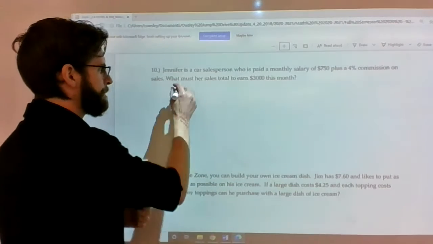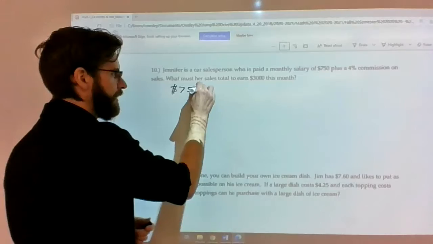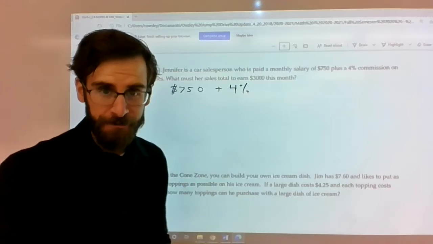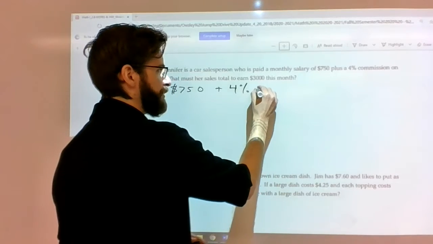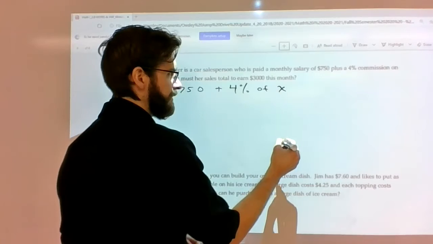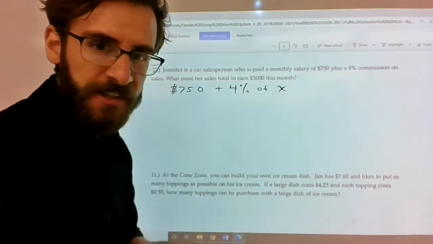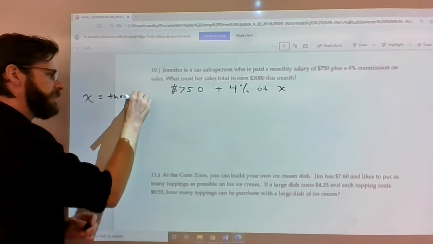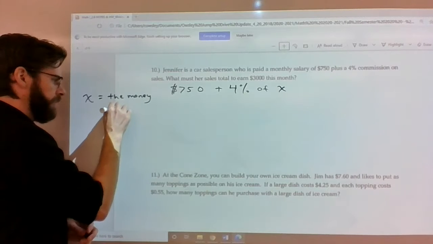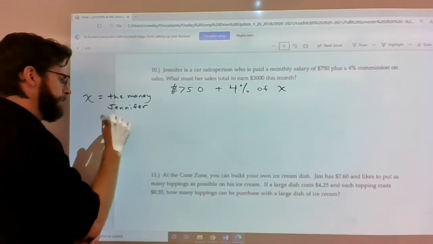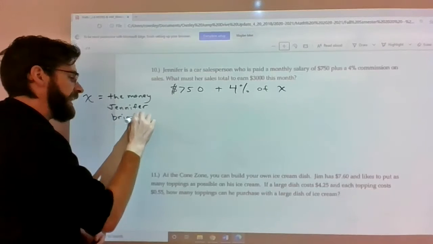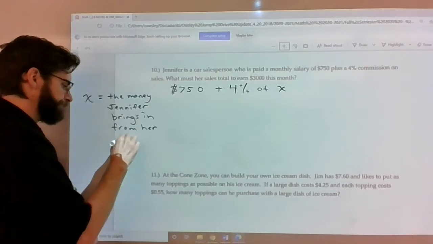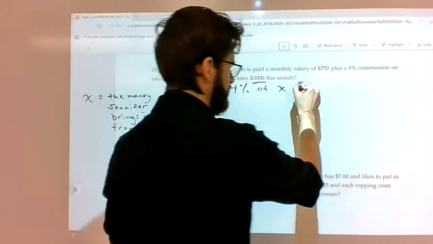So what we're saying is, you're taking $750. We're adding to that 4% of the money she brings in from sales. So I'm just going to call it 4% of X, in which X equals the money Jennifer brings in from her sales. And this needs to add up to 3,000.